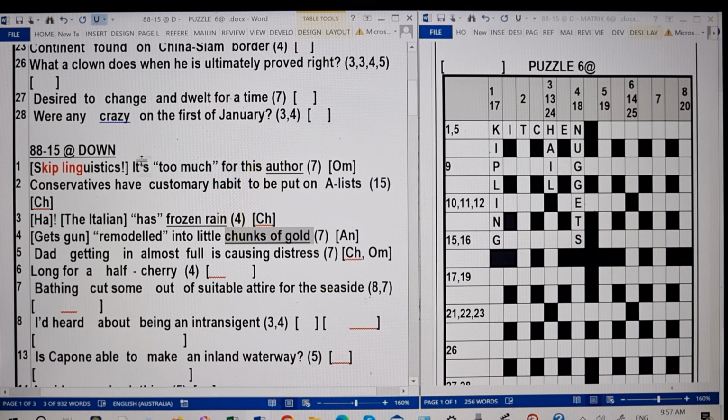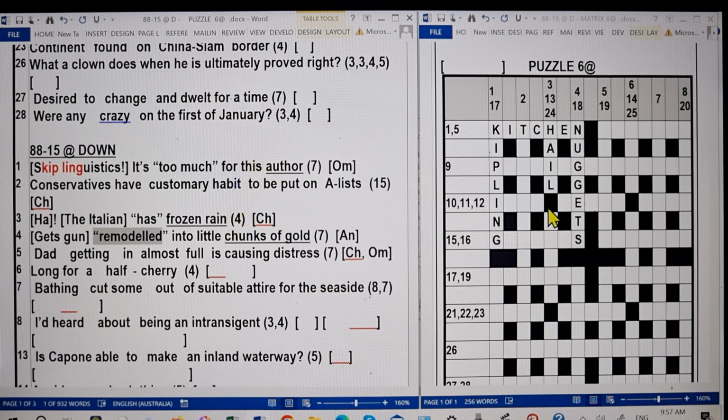Right, chunks of gold, and how do we prove it? Well, gets gun remodeled. Remodel, of course, is the anagram flag. And notice it can refer to the left or to the right. Here, of course, it suggests it's left anyway, but sometimes it doesn't suggest the correct direction. Anyway, so there it is, anagram of gets gun, which is nuggets. And there we have it, end of story.